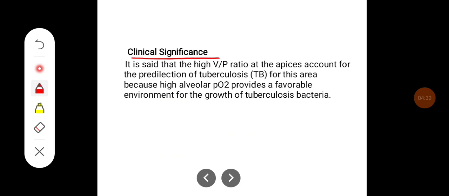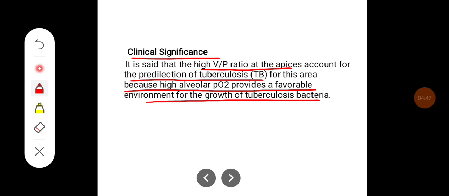Clinical significance. It is said that high ventilation perfusion ratio at the apices accounts for the predilection of tuberculosis for this area, because high alveolar PO2 provides a favorable environment for the growth of tuberculosis bacteria.